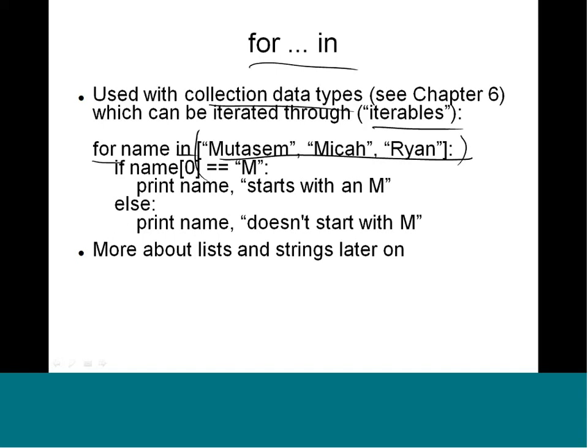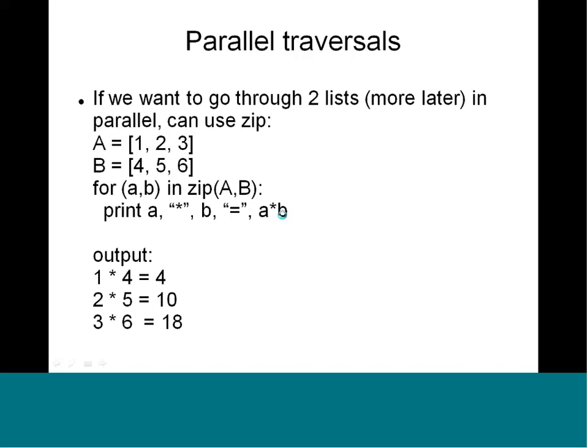And if the first letter, which is denoted as name[0], is M, then we print "starts with M", including the name. Otherwise we print "name does not start with M". So this prints the first one for Motasem and Mika, and then for Ryan it prints the next one. We'll learn about some of these lists and strings in the later part of this lecture.